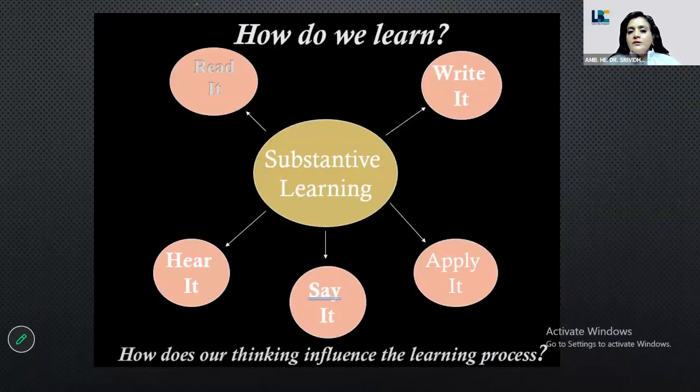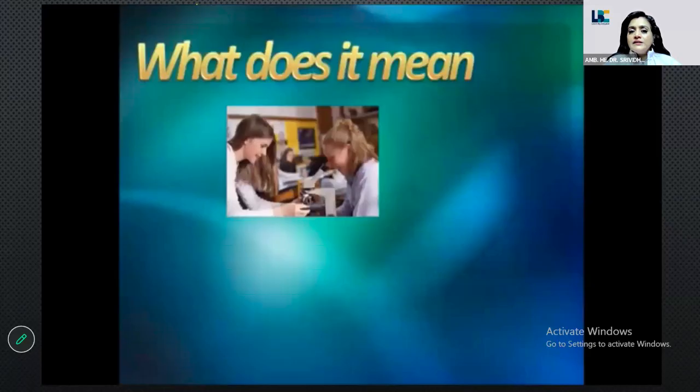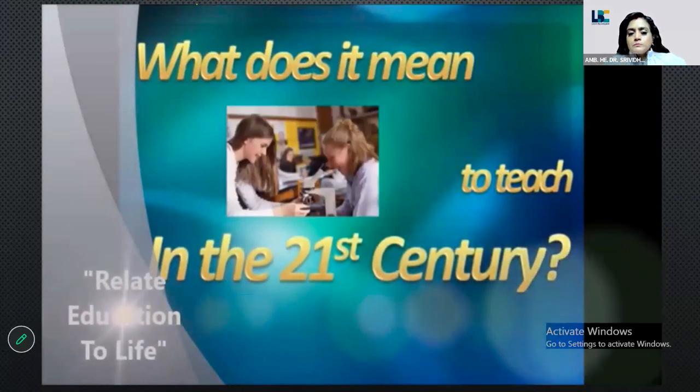So, in our learning, it's read it, write it, apply it, say it, hear it. That's what we do. But when you use critical thinking, how will it help you?